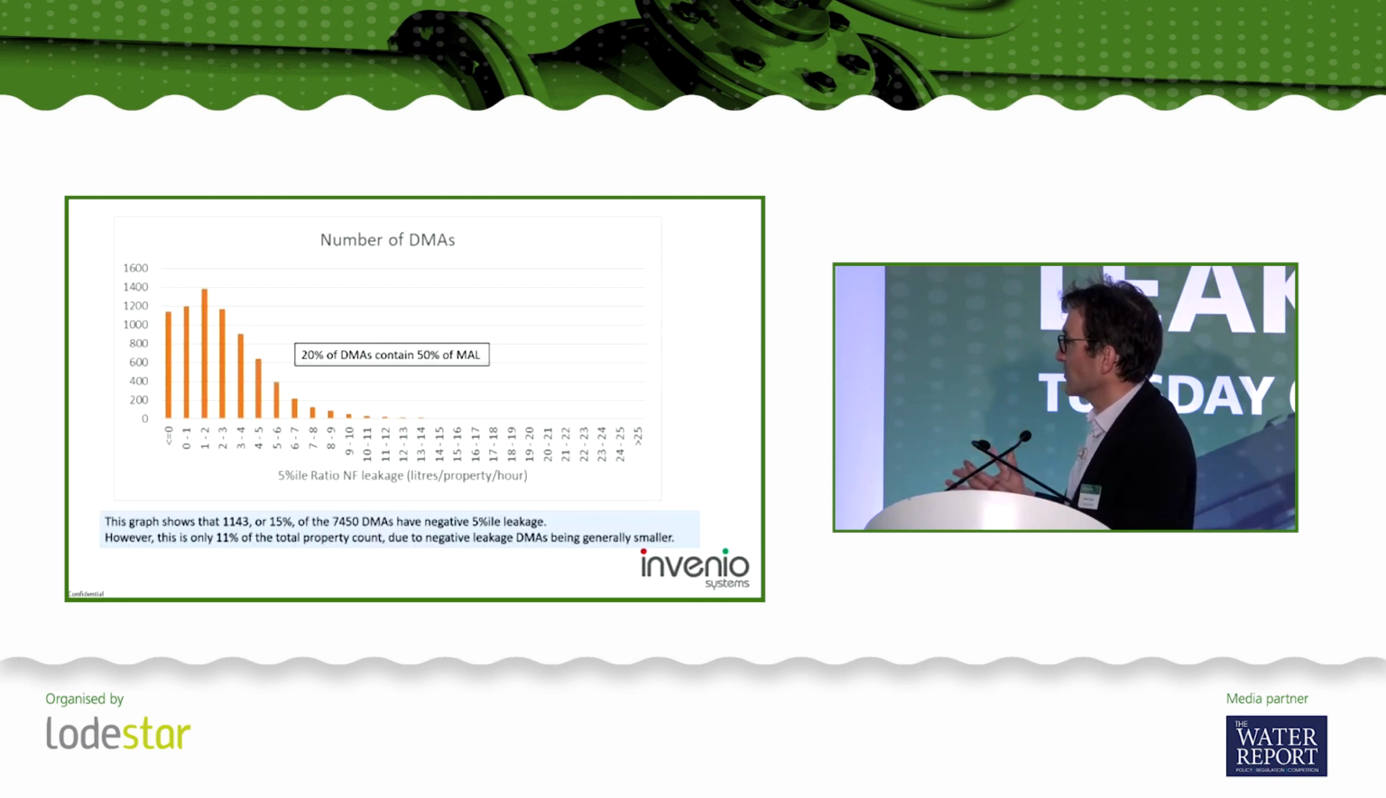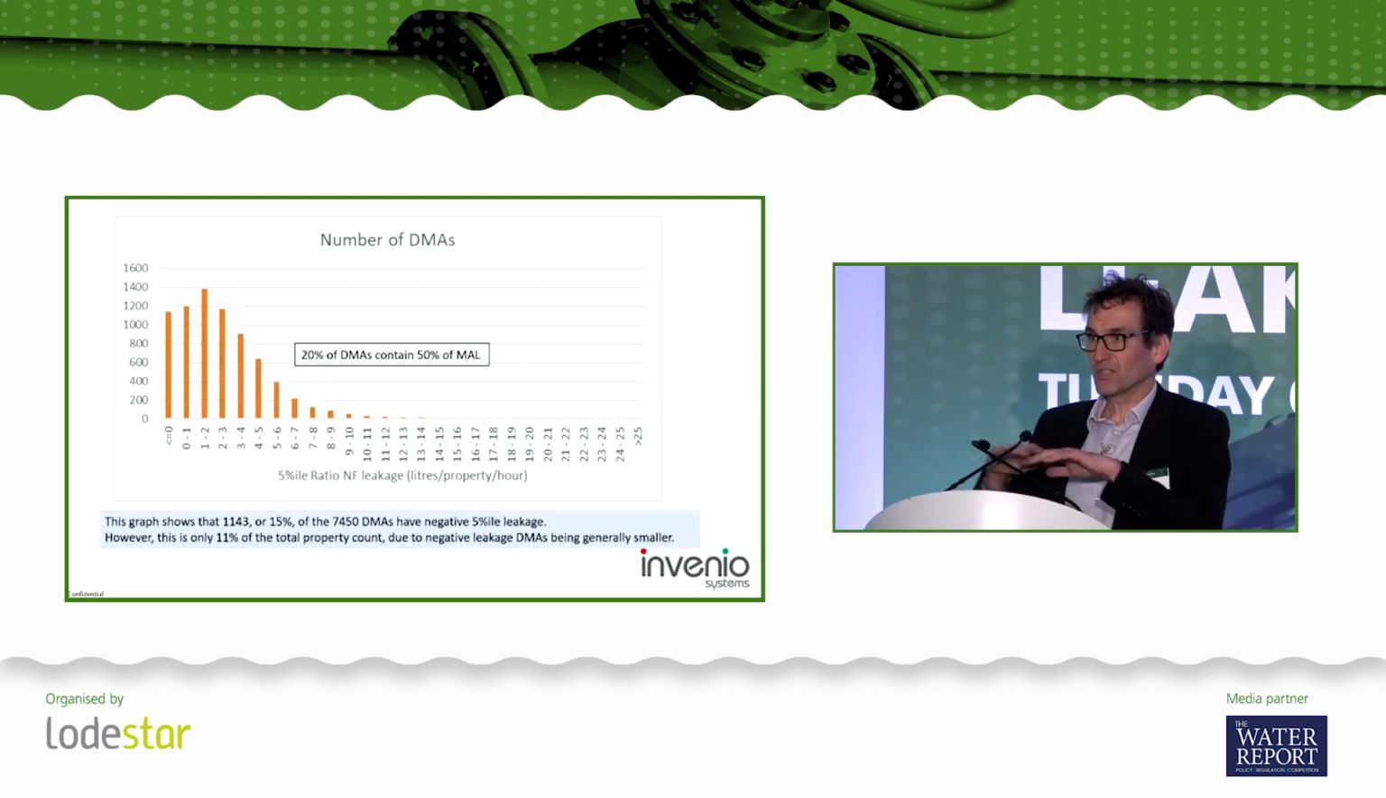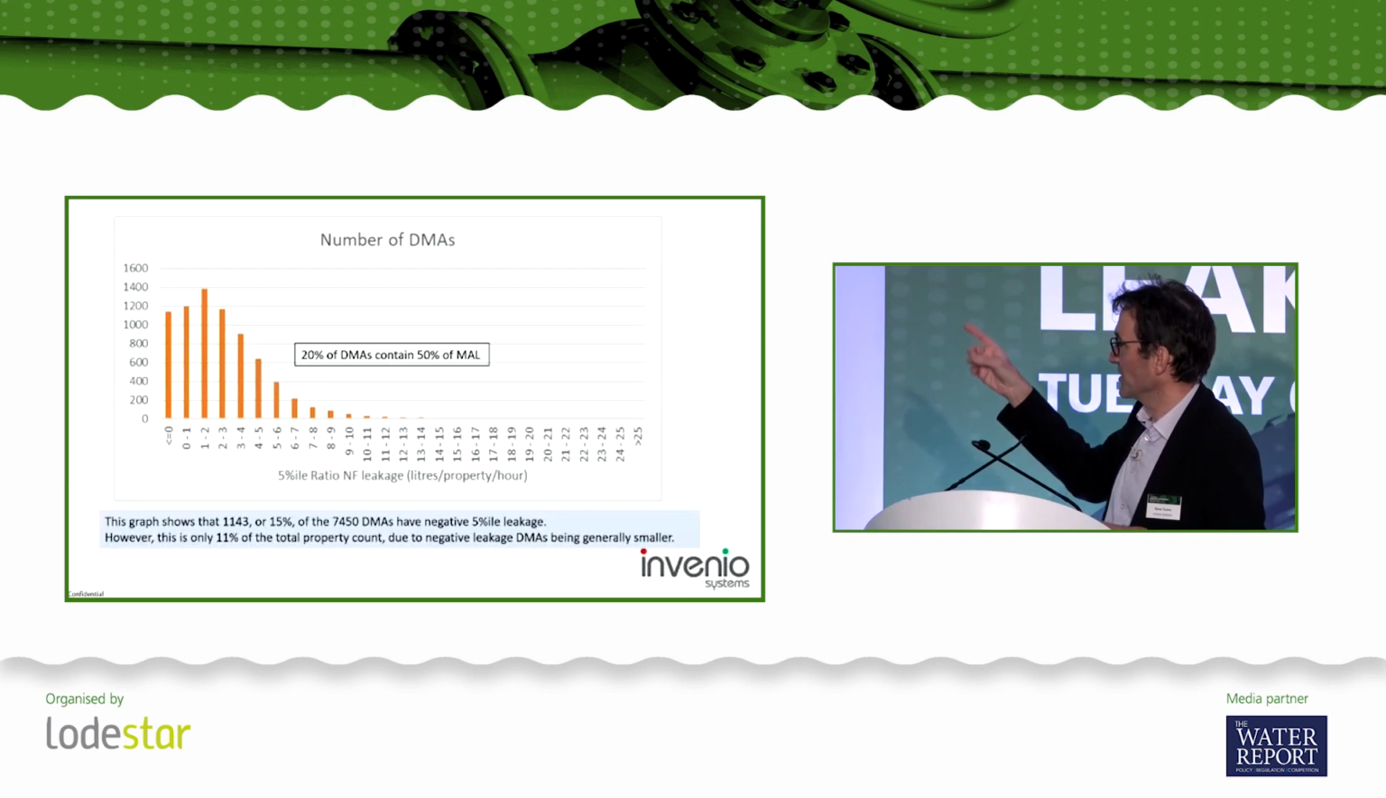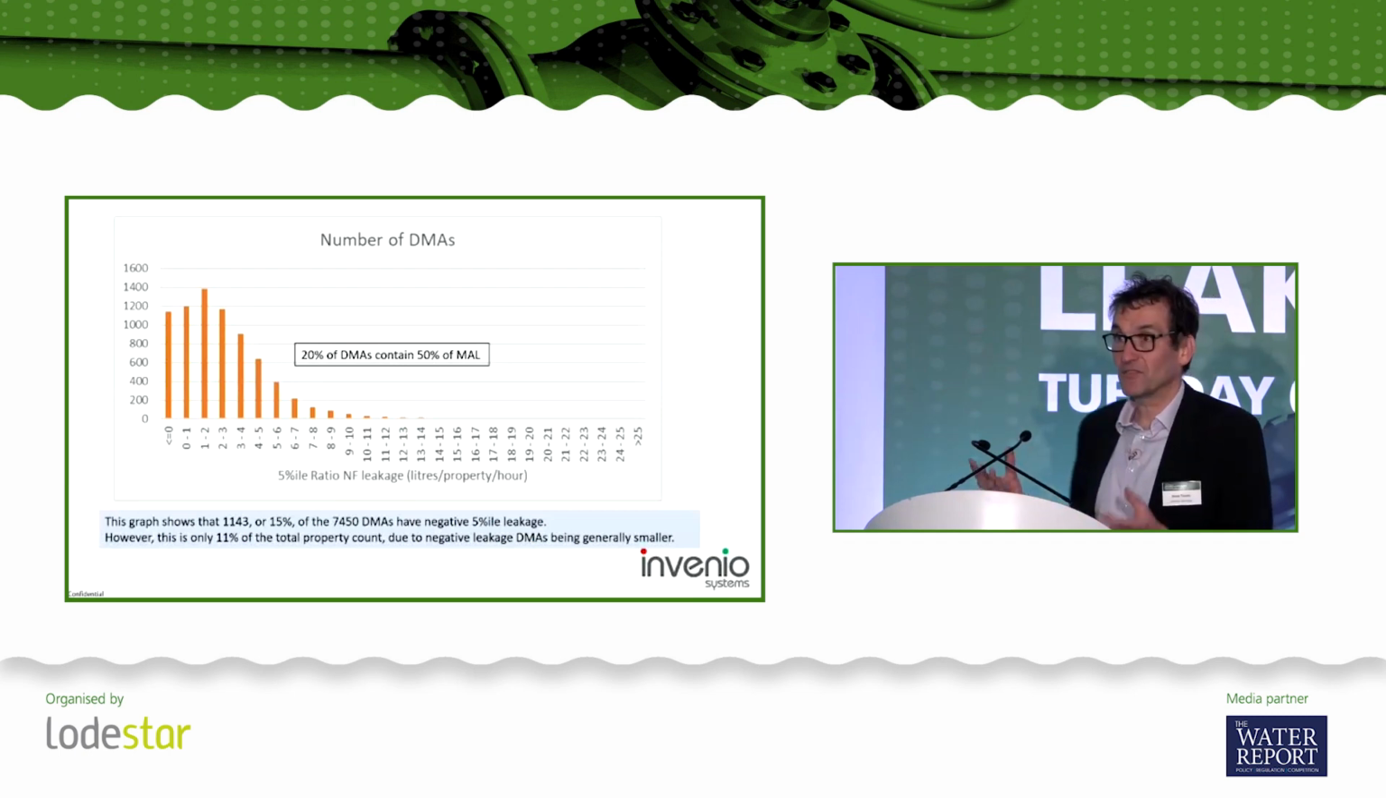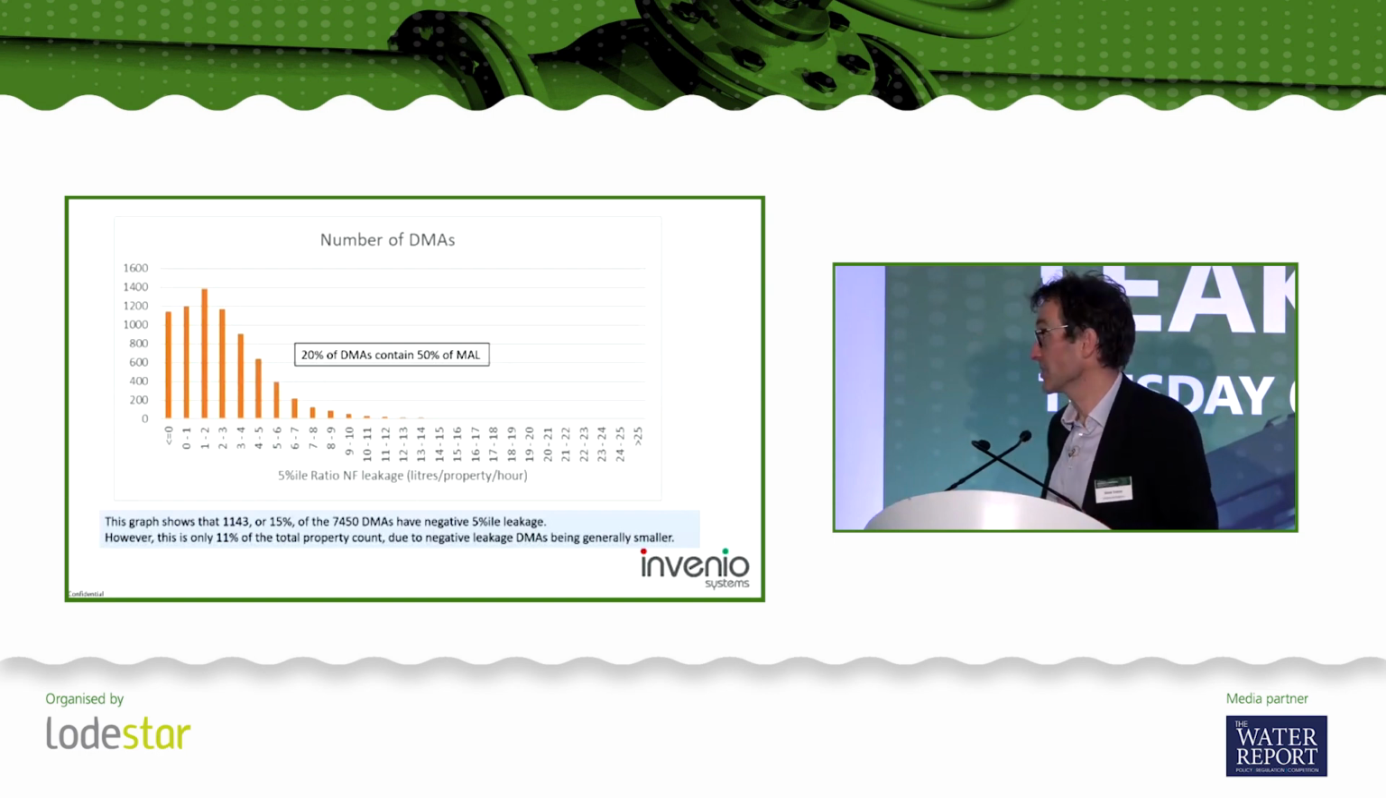We've got a sort of Pareto curve for this, but in summary, about 20% of DMAs contain about 50% of the minimum achieved leakage. So if you wanted to halve minimum achieved leakage, if you could get those 20% down to 0, then that's one way of doing it.